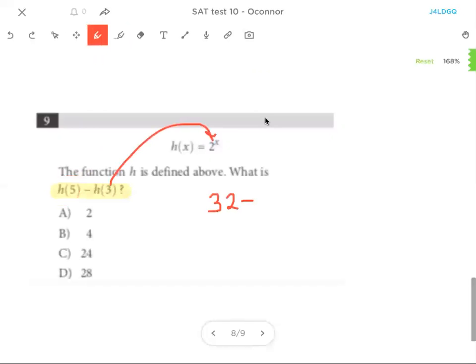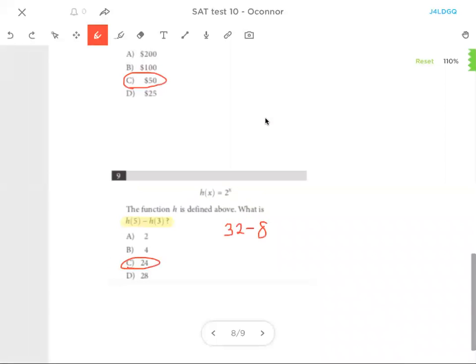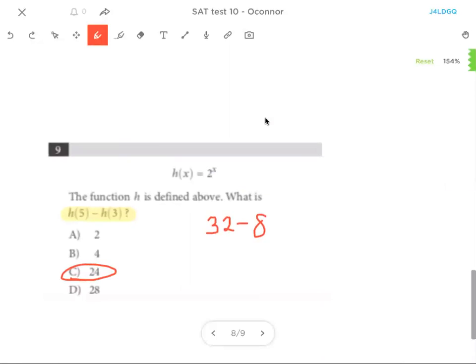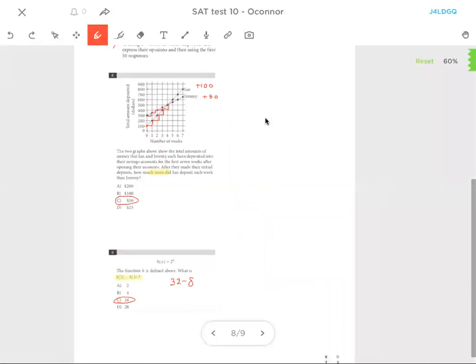H of 3 means an input of 3. 2 to the 3rd is 8. Okay, 32 minus 8 is 24. So just taking 2 to a power and subtracting, not bad if you know what the notation means. Any questions on any of those that you would like me to go over again?